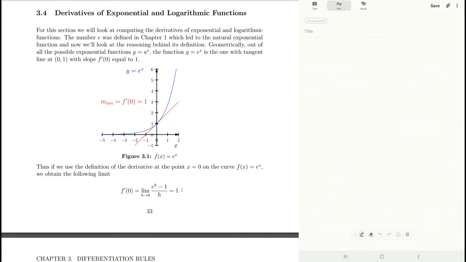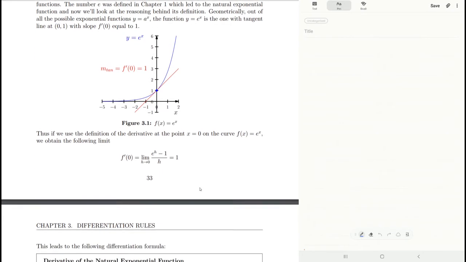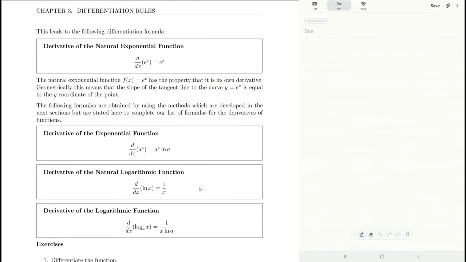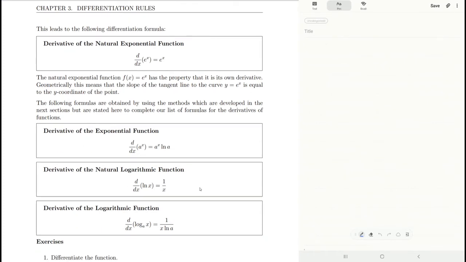Now this will be very useful for calculating the derivatives of exponential functions. And again, we'll leave the proofs for these in another video. So now we can look at the derivatives of the exponential functions. So first we'll look at the derivative of the natural exponential function, e to the x.